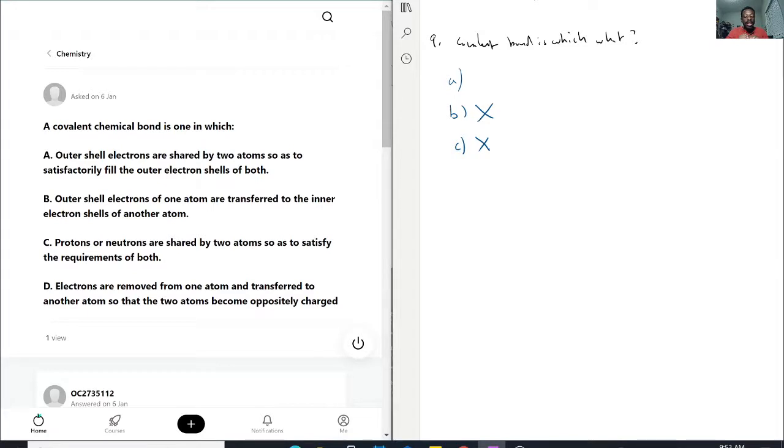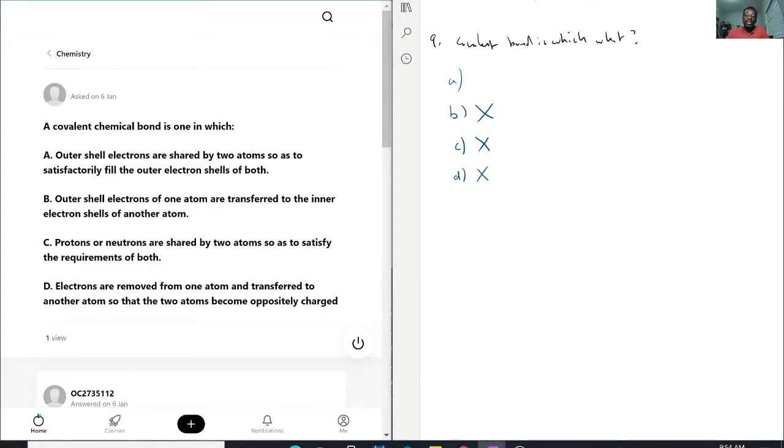And D says electrons are removed from one atom and transferred to another atom so the 2 atoms become oppositely charged. So this one isn't bad either. But the question is asking for a covalent bond. What this describes here for D is more of how ionic bonds work, where there is a transfer to another atom, where it's just like, here, have my electron, and the 2 atoms do become oppositely charged. That's how we have the cations and anions. But that's just it. This is describing an ionic bond, and this would not be it to describe the covalent.